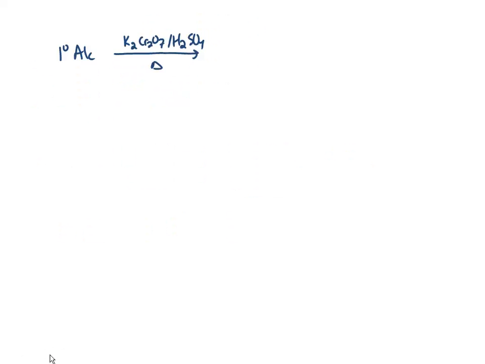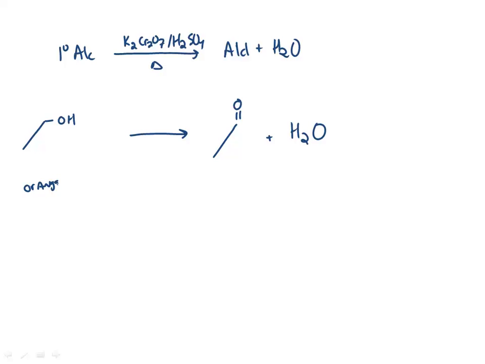Okay, so primary alcohol goes to an aldehyde plus H2O. So this is exactly the same reaction that we would see where we were just talking about the oxidation reactions. The only thing I want you to recognize is that this is going to be orangish red. This is blue-green, and that it's fast.